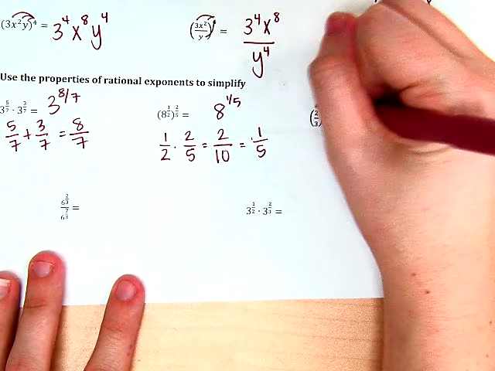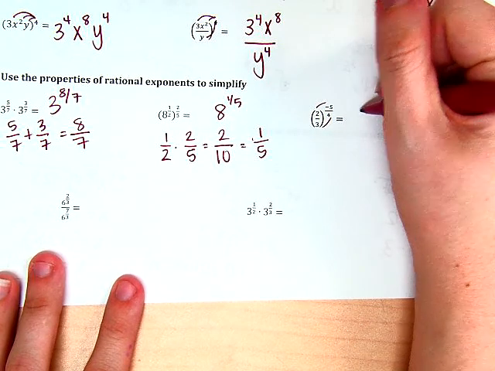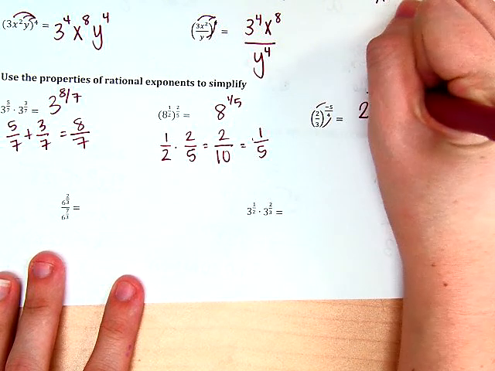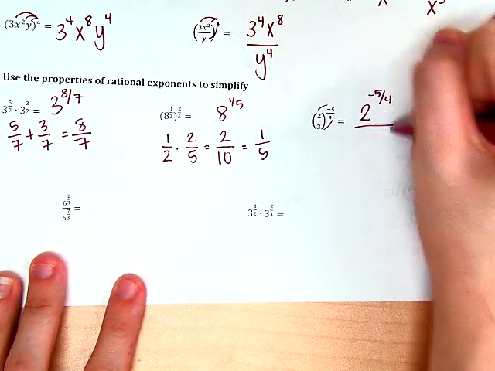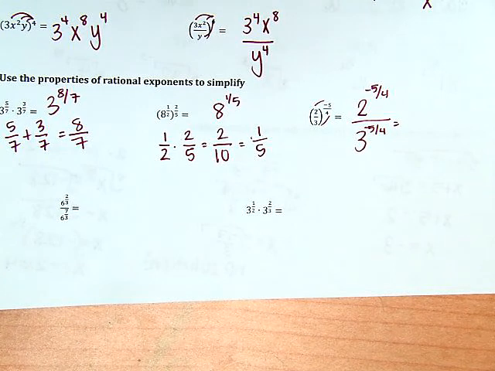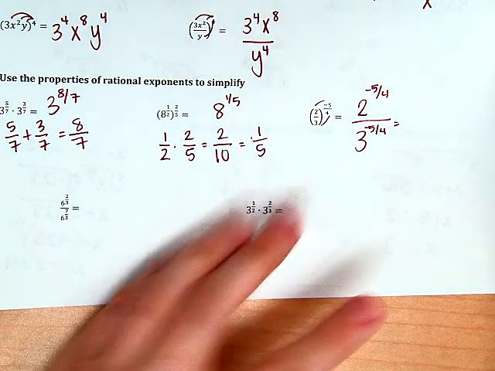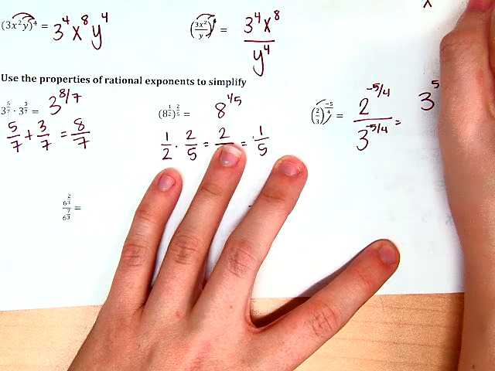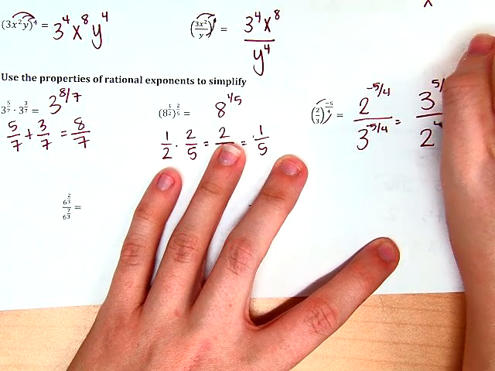Here I'm just distributing, so it gets distributed to the 2 and to the 3. So 2 to the power of negative 5/4 over 3 to the power of negative 5/4. And I don't like negative exponents, so I'm going to flip them. And I got 3 to the 5/4 over 2 to the 5/4.